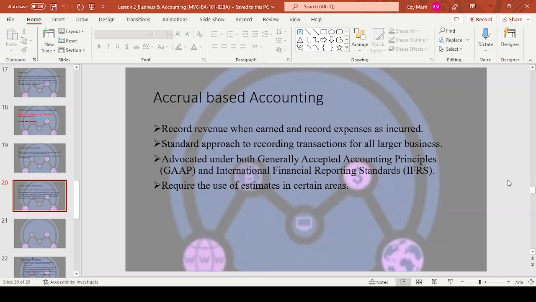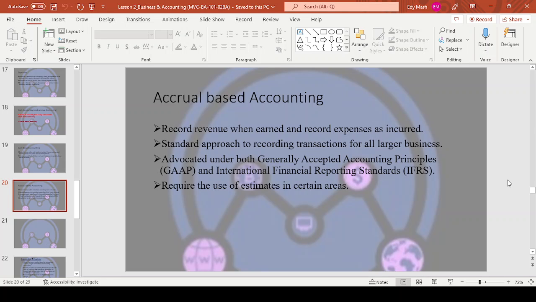The accrual-based, now, it records revenue when it is earned. Even if a customer doesn't pay, but you have done the service or delivered the product, in our books we have already earned that revenue. And it records expenses when they are incurred, like when the rental becomes due, that day it's recorded. It doesn't matter whether we have paid in cash or not yet, in our books it's already recorded. It's the standard approach to recording transactions for all larger businesses.